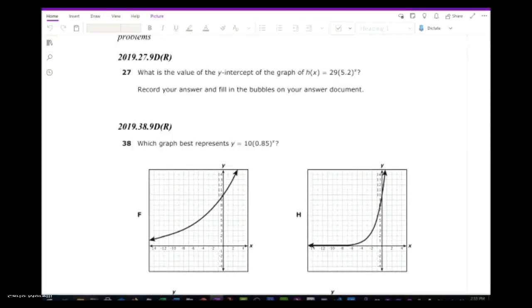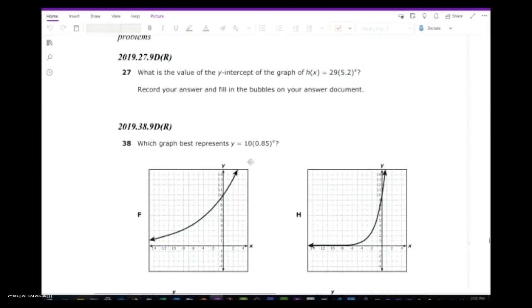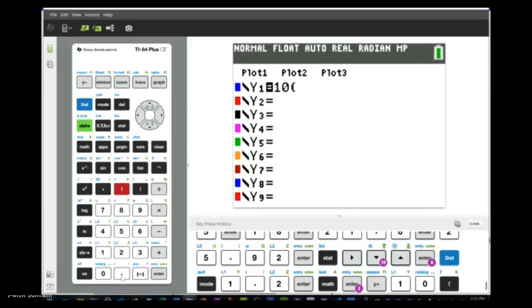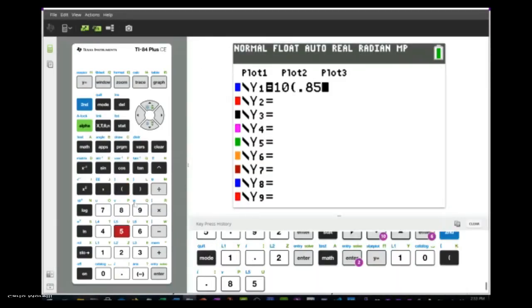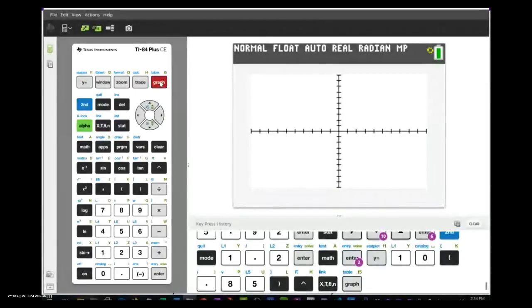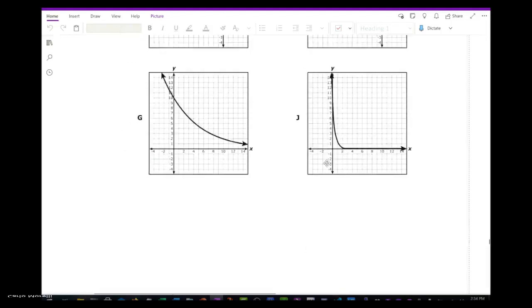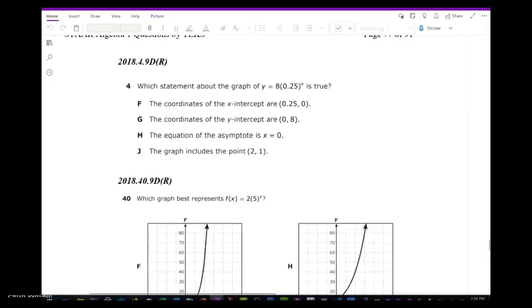So we're going to have to go to y equals and type 10 open parentheses. Please do this with me. 0.85 close parentheses. Caret x and hit graph. Okay. Looks like G, right? Right. We just wanted to confirm it. All right. I think you're ready.